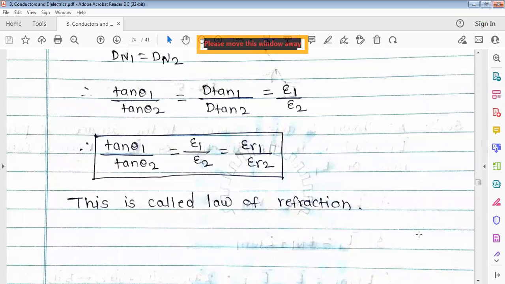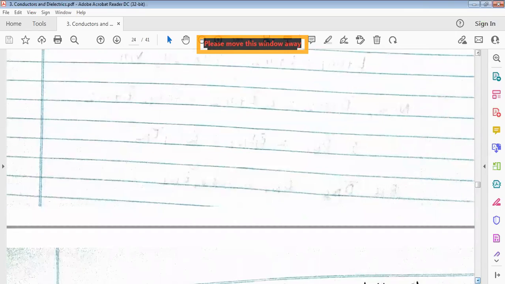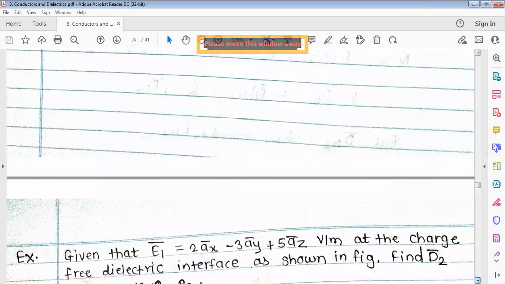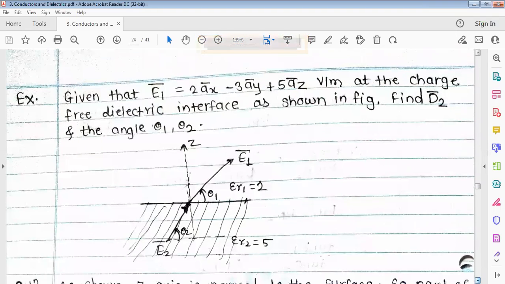So here we are finding the different components, that is the tangential, then the normal. Sometimes they ask examples on refraction also. So we'll take an example now. Everyone note this example, this is an important one.